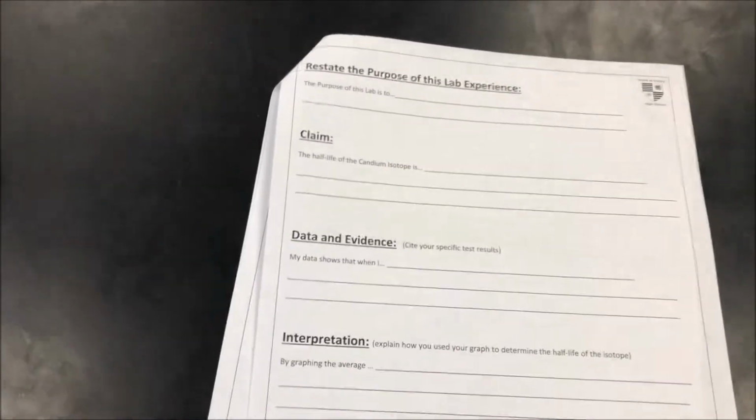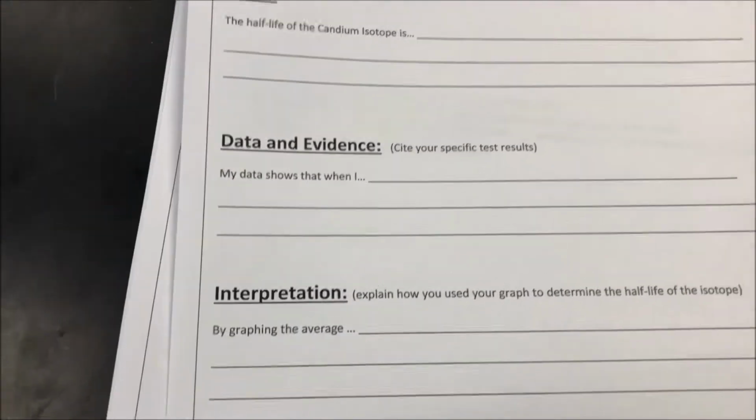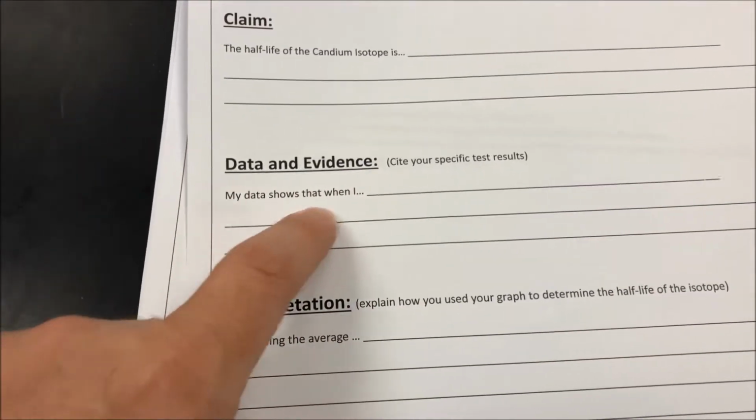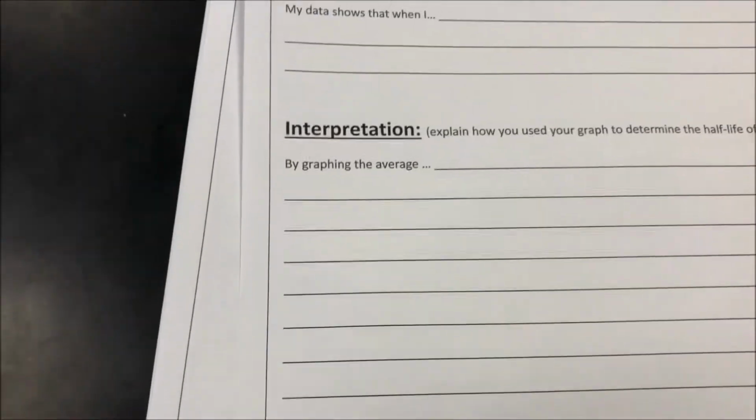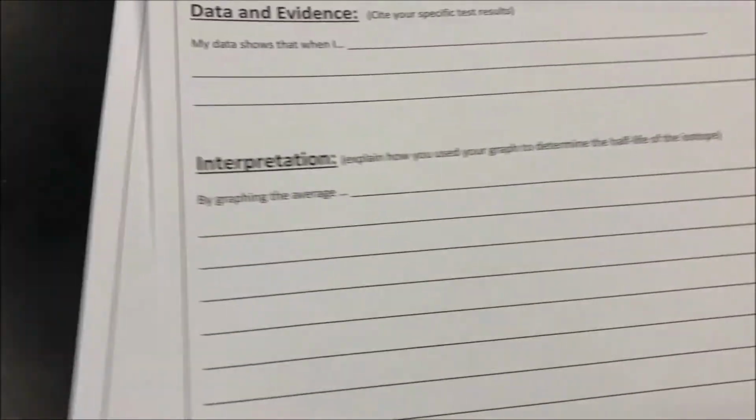Here we go. Restate the purpose. Claim. Half-life of your candium isotope is. Make an actual claim about what that is. Data and evidence. Cite your specific test results. My data shows that when I blah, blah, blah, blah, blah. Interpretation. By graphing the average, I see that where the undecayed and decayed cross, and then we are done.